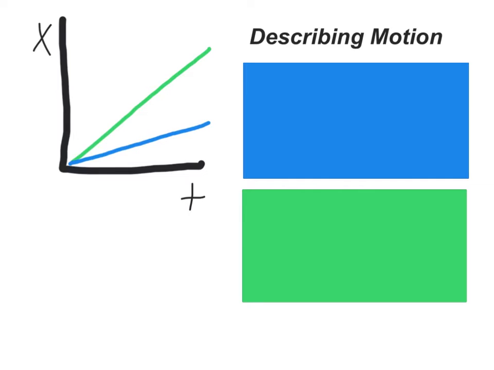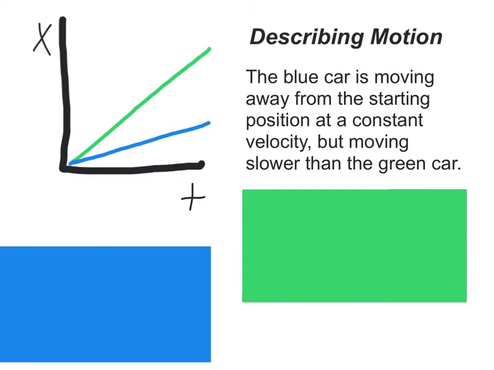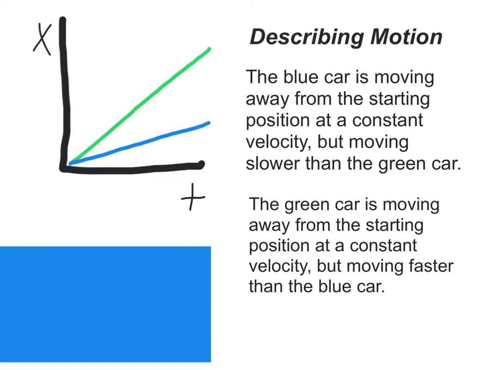If we're looking at a position time graph, let's assume these are two cars moving along a straight road. To describe the blue car first, we could say the blue car is moving away from the starting position because we have a positive slope, and it's moving at a constant velocity. But it's moving slower than the green car because its slope is less steep. Describing the green car's motion, we could say that the green car is moving away from the starting position at a constant velocity, but moving faster than the blue car. So we want to hit both of those ideas: both objects are moving at constant velocities, but one car is moving faster than the other.